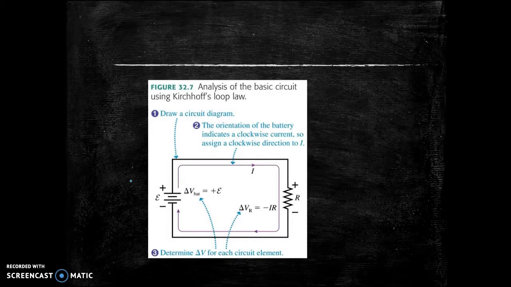So this is a simple example of the loop law for a circuit that has just one EMF source and one resistor. As we go around the circuit in the direction of the purple loop, one traverses the resistor in the same direction as the current. Therefore, the potential difference across the resistor is minus I times R. And one traverses the battery from low to high, the direction of increasing potential. Therefore, the potential difference is plus E.